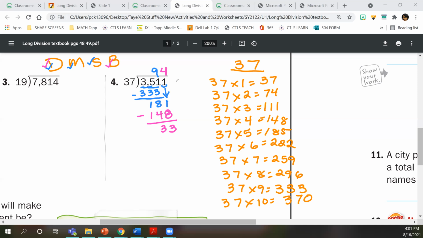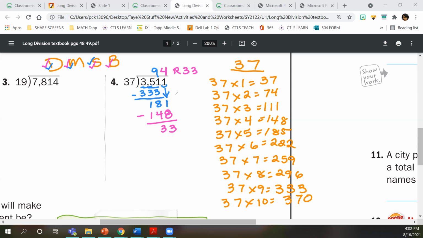So do we have any other numbers? We've done our subtraction again. Do we have any other numbers to bring down? No. So we are done. So that means our quotient is 94 with a remainder of 33. And you may be saying, DJ Tay, 33 is a big old remainder, right? But can I get 37 out of that 33? No. So there's not enough to get another one. So 33 is all that's left. Yeah, we're all good.